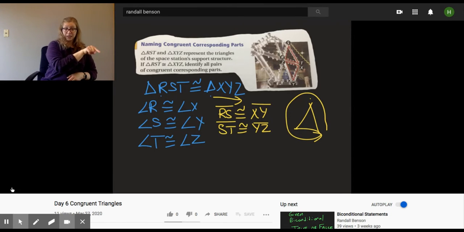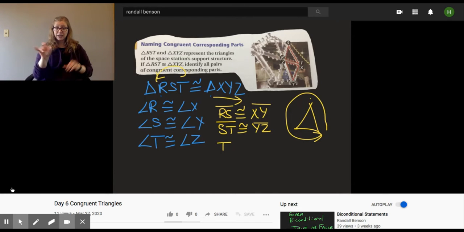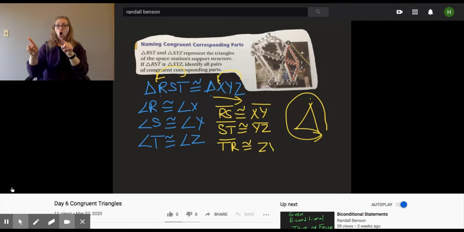But at the very end, we have to kind of loop back. So we have to go from TR. So we're going to go side TR is congruent to side ZX. And so those are our 6 congruent parts.